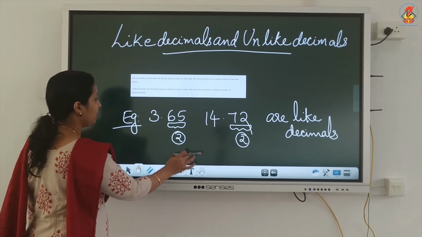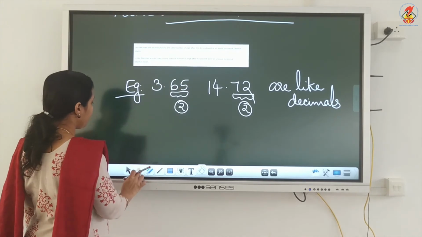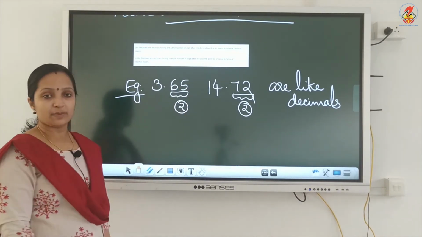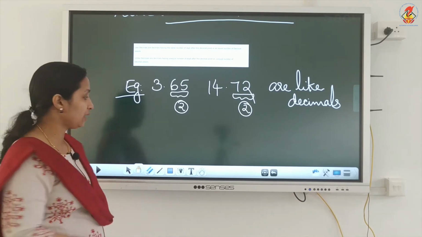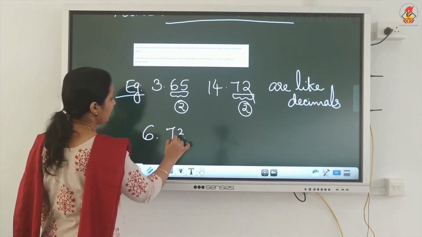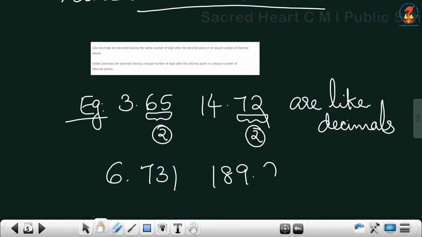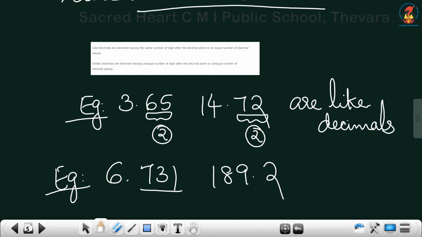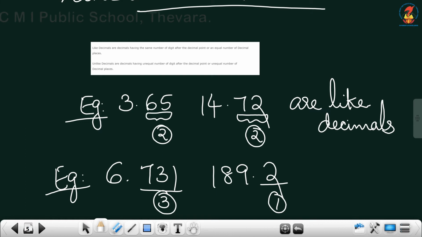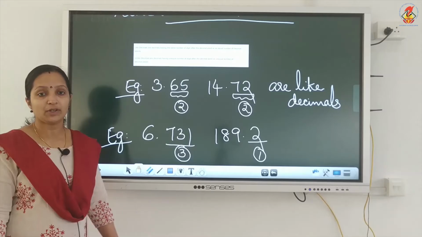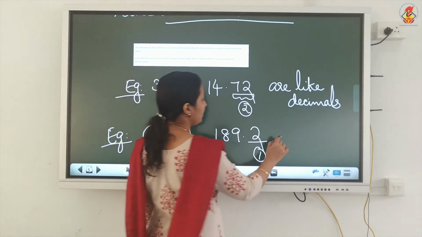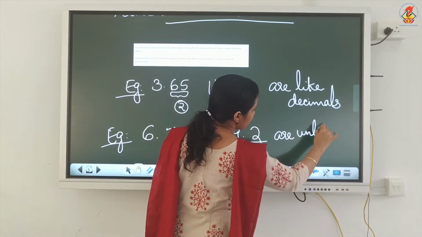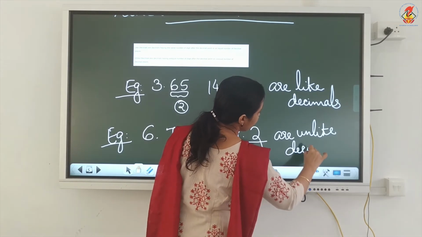So what do you mean by unlike decimals? If the number of digits in the decimal part is different, we can say they are unlike decimals. For example, 6.731 and 189.2. Look at this question. Here how many decimal places are there? Here 3 digits are there. Here 1 digit is there. So they have a different number of digits in the decimal part. So we can say that these are unlike decimals. Okay.